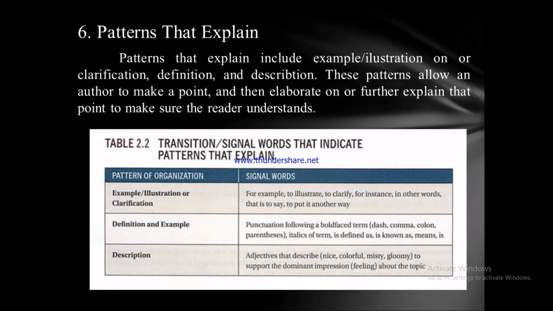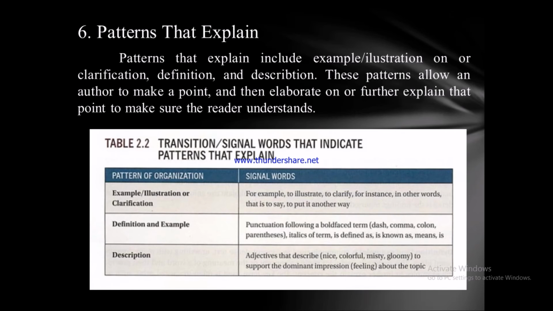Number 6. Patterns that explain. Patterns that explain include example or illustration or clarification, definition, and description. This pattern allows an author to make a point, and then elaborate on or further explain that point to make sure the reader understands. You can see Table 2.2, transition or signal words that indicate patterns that explain.